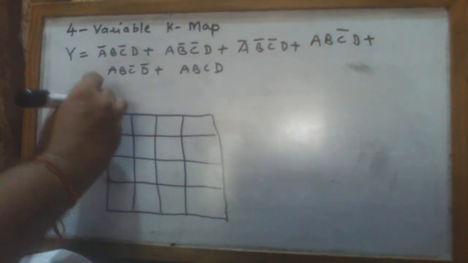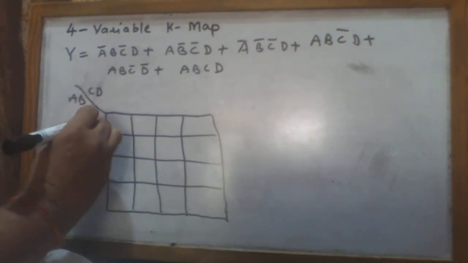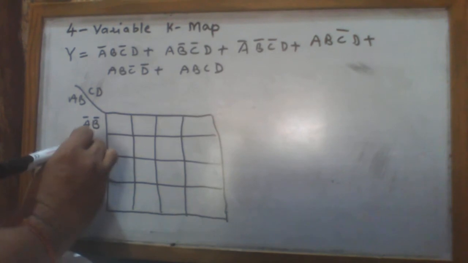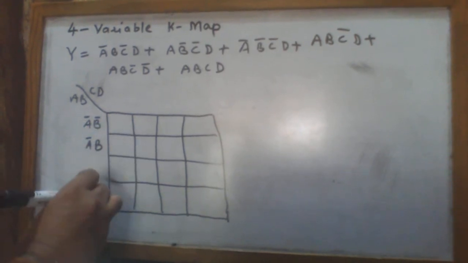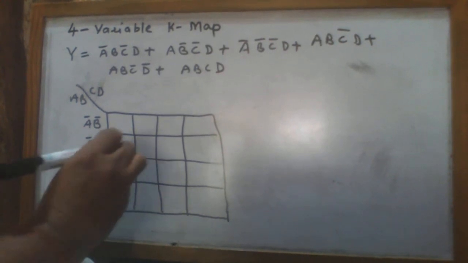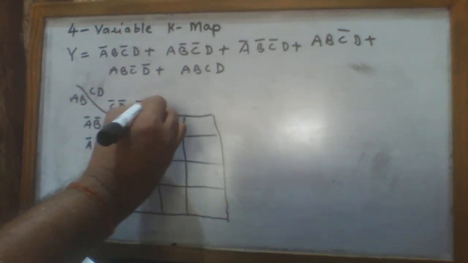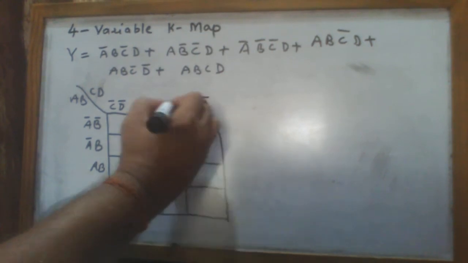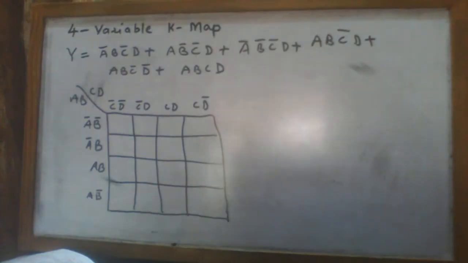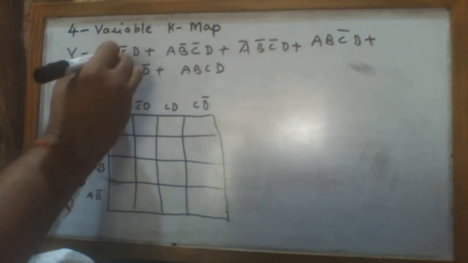Here I will write AB and here I will write CD. Here the term is A bar B bar, here it is A bar B, it is A B bar, this one is A B. Here it is C bar D bar, C bar D, C D bar and C D. These are the various terms. Okay. Now write 1 in that particular location for the given term.